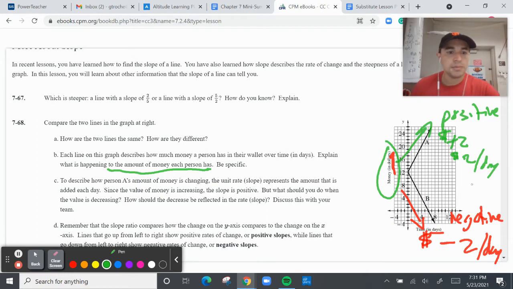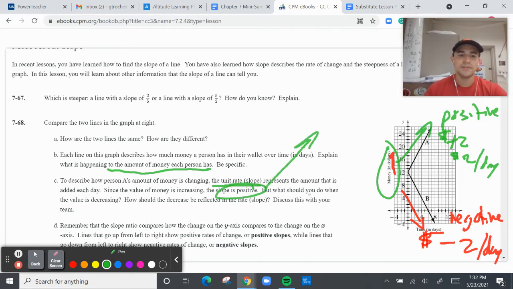C, to describe how person A's amount of money is changing, the unit rate, or the slope, represents what is added each day. So every day they are adding $2 for line A, $2 a day, $2 a day, $2 a day. Since the money value is increasing, the slope is positive. So it's going up and to the right.